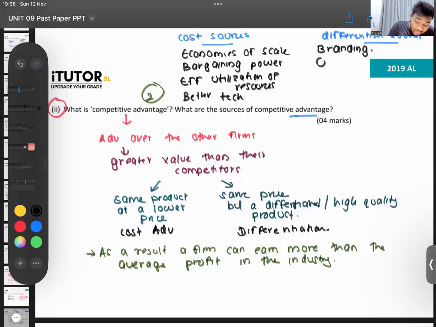Anything else? Maybe you're different because you have high quality, so you can produce quality products. Maybe you have new innovations. That's why you are different from the others. Any other differentiation sources? Maybe you have goodwill. Sri Lanka, for example, has the goodwill for something like tea.